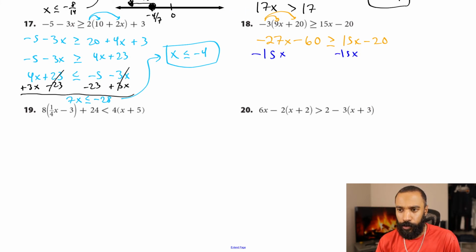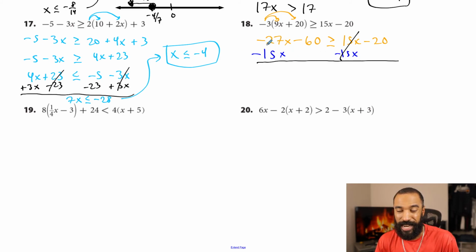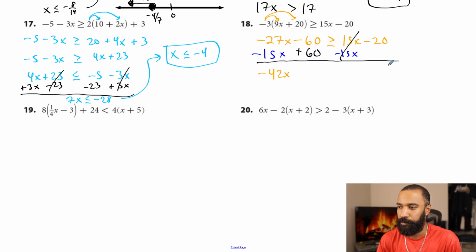Okay? Now you get to make that conscious decision. That's your choice. Some people might not ever see it, that choice. So if you do, good on you. This is negative 42x. Negative 42x. And I'm going to add 60 over here. Big numbers. Plus 60. And this is greater than or equal to 40. So the numbers didn't end up getting that good looking here.